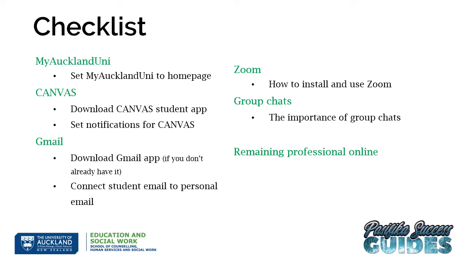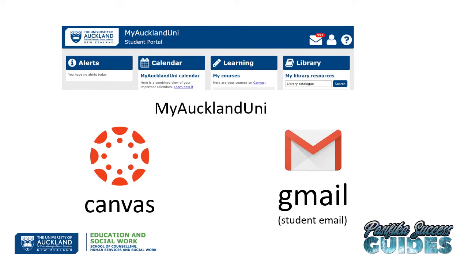We'll look at Zoom and how to install and use Zoom, just in case you don't know how to do that. And also a word about group chats and how useful they can be. And we'll finish with a word about remaining professional in an online space. So we'll start off with these three things: My Auckland Uni, Canvas, and Gmail, which are all linked to one another.